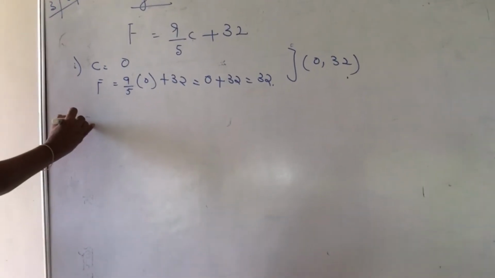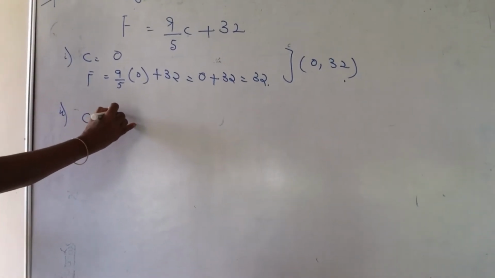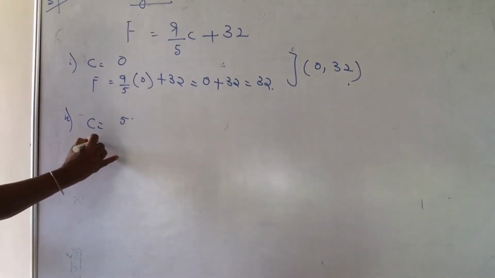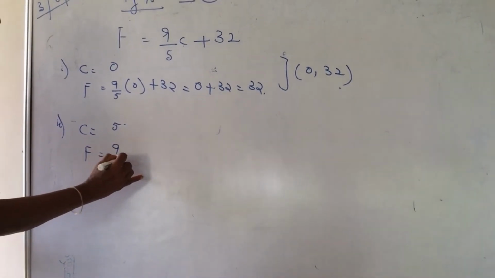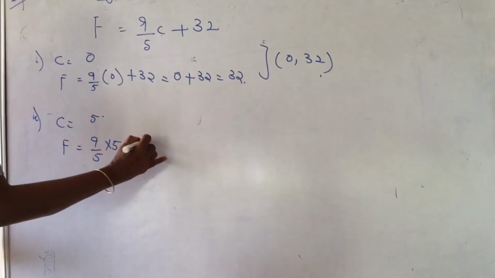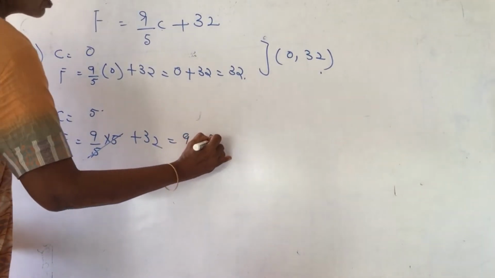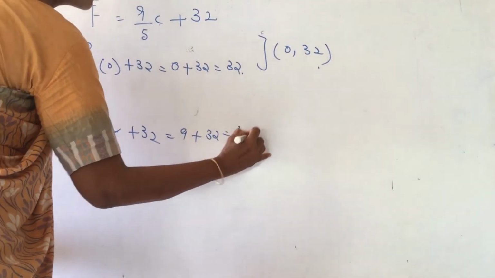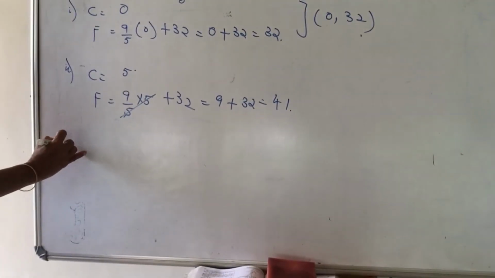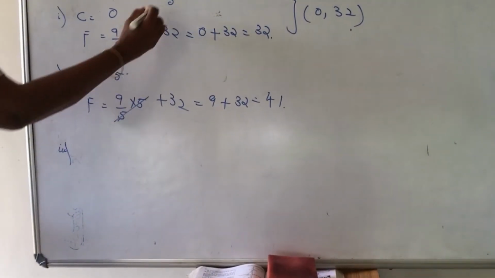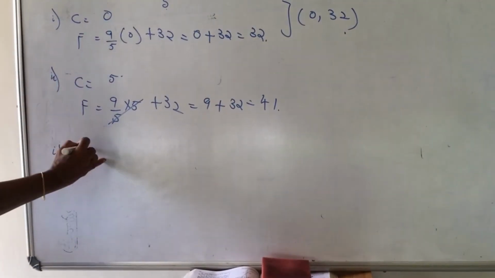Second one, C is equal to 5. F is equal to 9 by 5 into 5 plus 32. 5 and 5 gets cancelled. 9 plus 32 is equal to 41. I am giving only multiples of 5, children. Why? Because your denominator is 5.